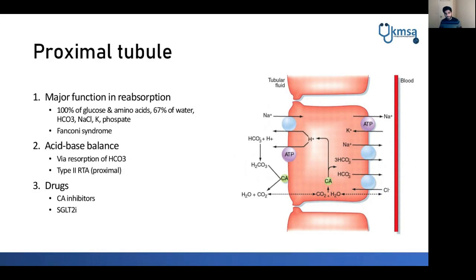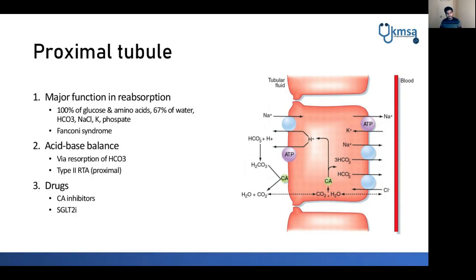Now, by us knowing that 100% of glucose and amino acids are reabsorbed, we should be thinking that if glucose or amino acids ever show up in the urine, it's usually a pathological state. The caveat to that is in pregnant ladies, you can have glucose and that can be normal, but other than that, it's abnormal. Clinically relevant because of Fanconi syndrome.